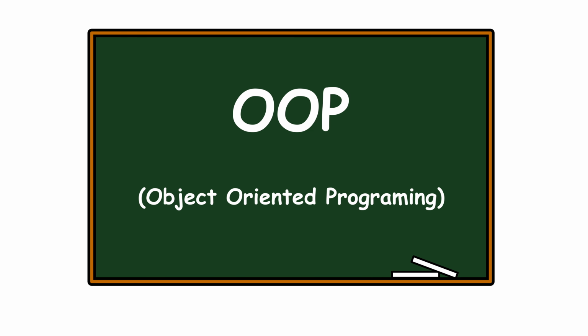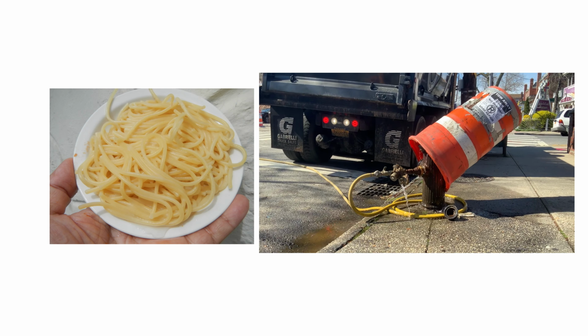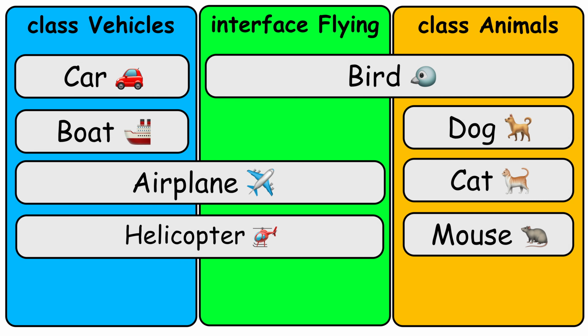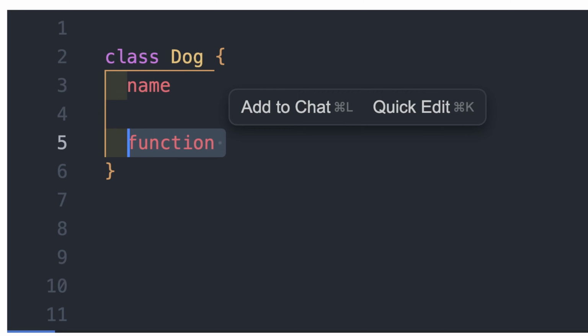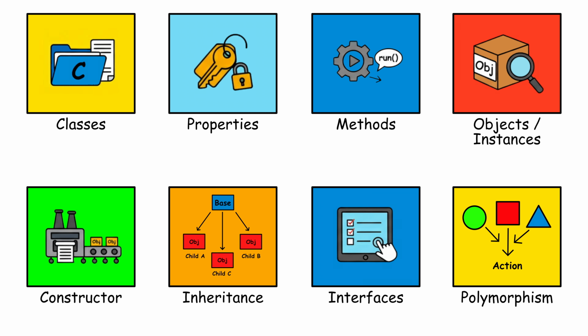OOP, or object-oriented programming, is a way of organizing your code. Instead of having variables and functions loose all over the place, you can group them into classes that represent real-life things. For example, a dog class that has a property name and a method bark. Today I'm going to teach you 8 OOP concepts so that after watching this video, you will be able to organize your code like a senior.